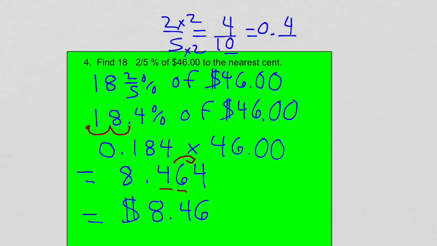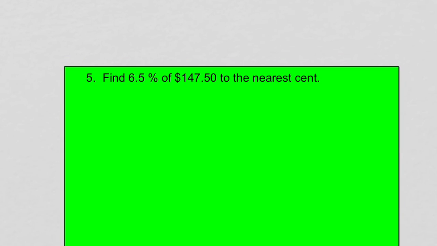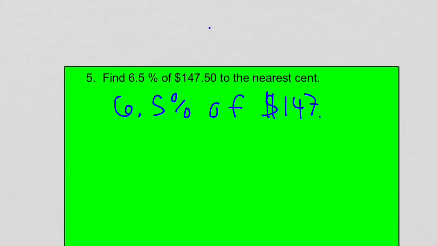Okay, so kids have to do a little bit of rounding as well when they're working with money. Last question. So last question we have here, we'll say 6 and 5/10% of $147.50. First thing you do is use mental math to make the percent a decimal.